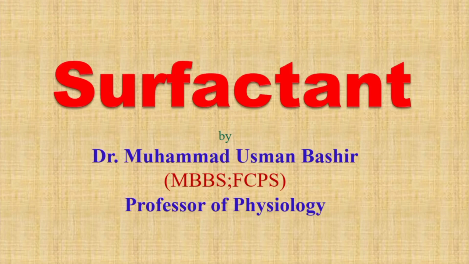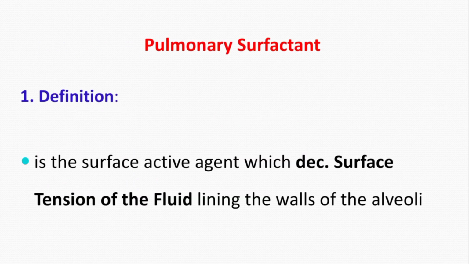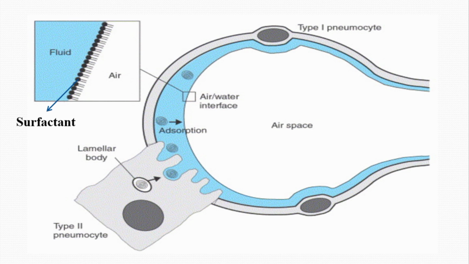I am Professor Dr. Muhammad Usman, and in today's short video we will learn about pulmonary surfactant. By definition, pulmonary surfactant is a surface active agent which decreases the surface tension of the fluid lining the walls of the alveoli. As you can see, here is an alveolus.